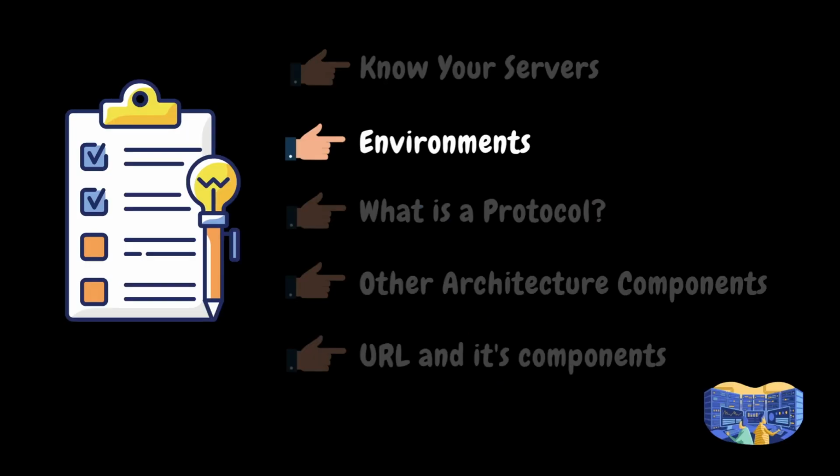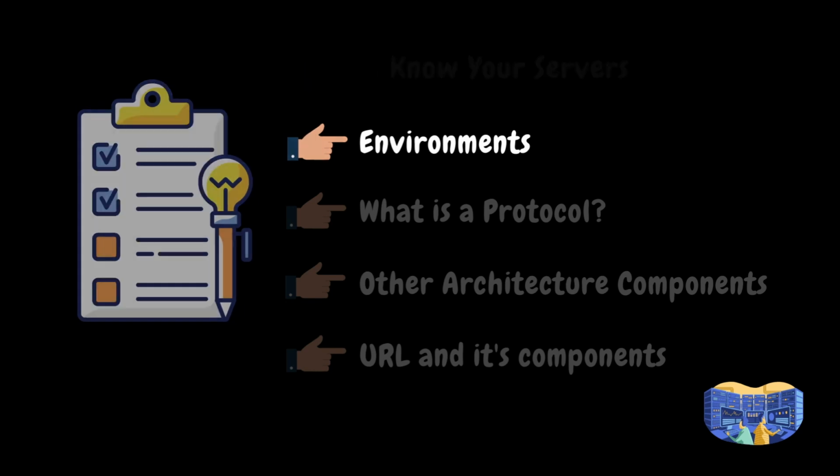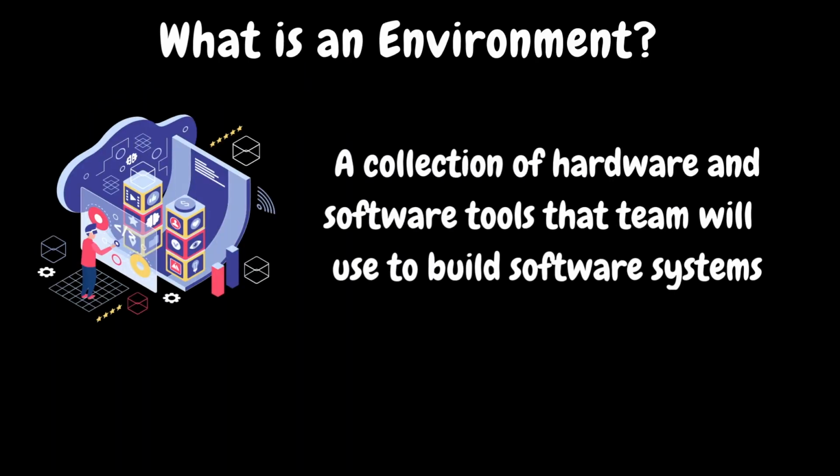Now let's look at the different environments that we will have in the companies. Before we look at it any further, let's explore what exactly is an environment. Basically, the environment is a collection of hardware and software tools that the team will use to build software systems. In general, every software development company will have different environments that serve a specific purpose. Additionally, separate environments provide a safe space for the respective team without affecting each other's deliverables.